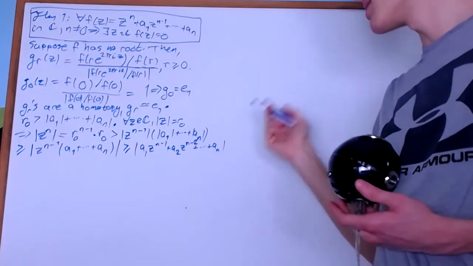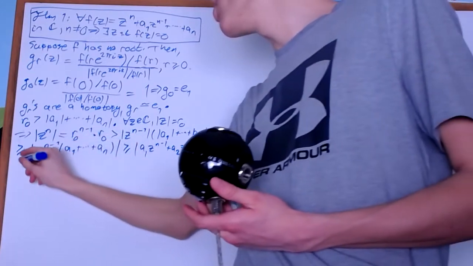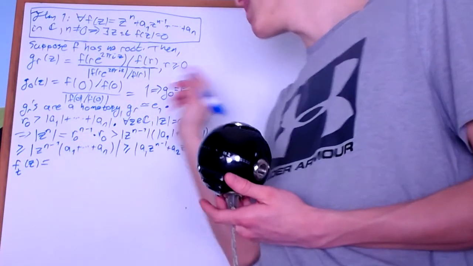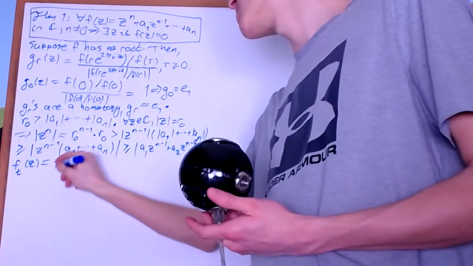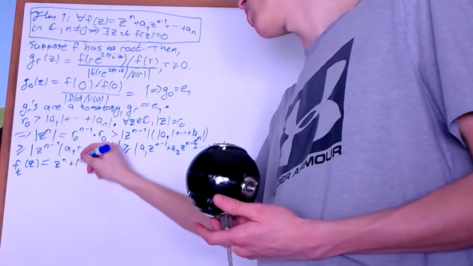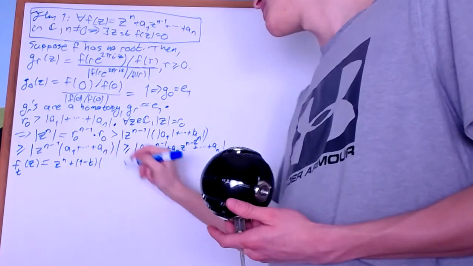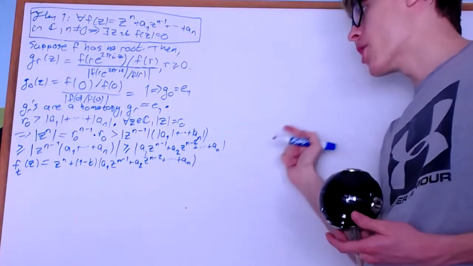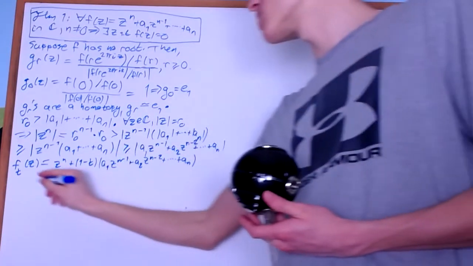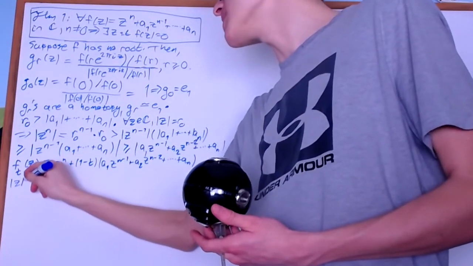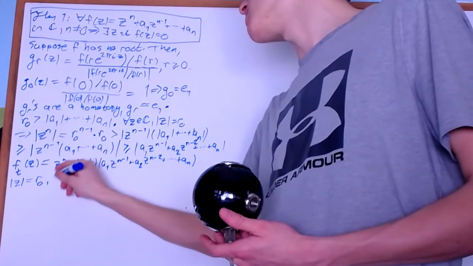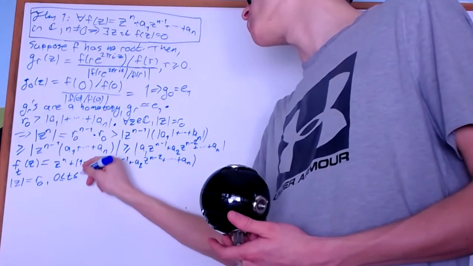Now, what all of this tells us is that we can construct a new family of maps I will call ft of z. This is going to be equal to z to the n plus 1 minus t times this polynomial we have right here. Now, I know that this has no roots for the absolute value of z equal to r0, and for 0 less than or equal to t less than or equal to 1.